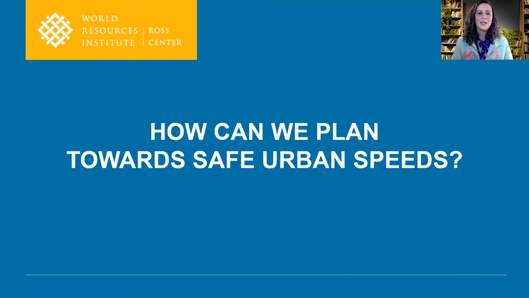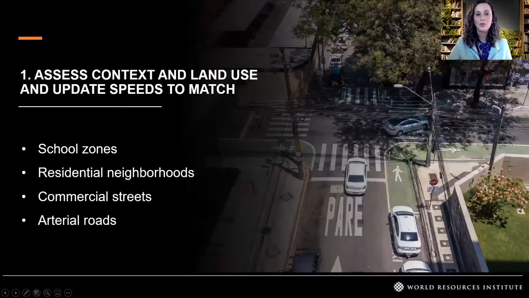The question today is, how can we plan towards safe urban speeds? We already know why speeds are so important in our cities. Now let's see how we can plan to work on that. The first part is we will assess context and land use and update the speeds to match those needs.